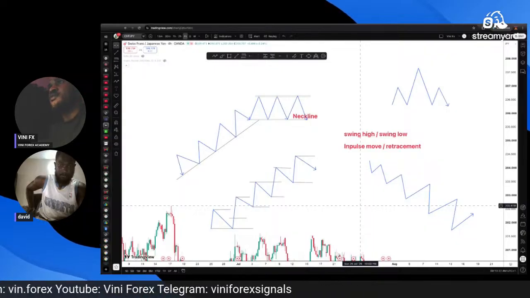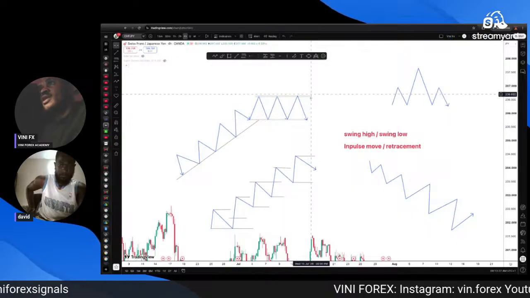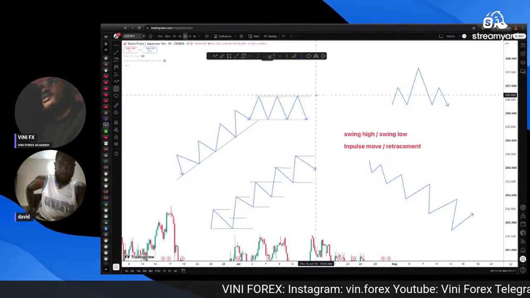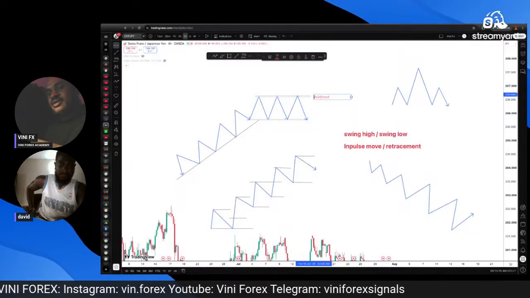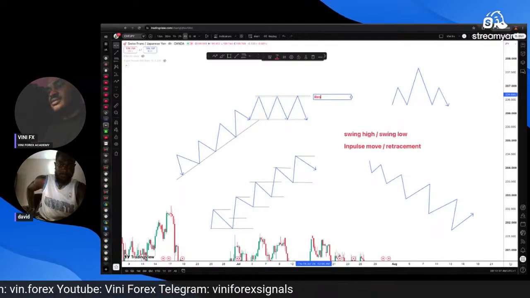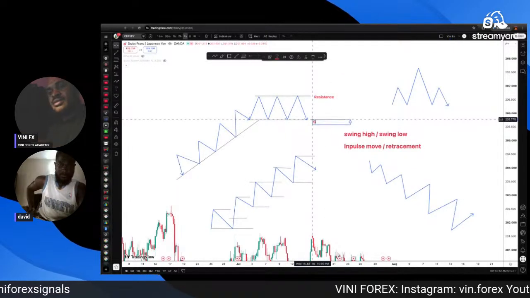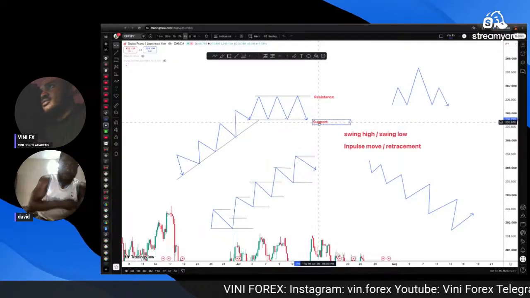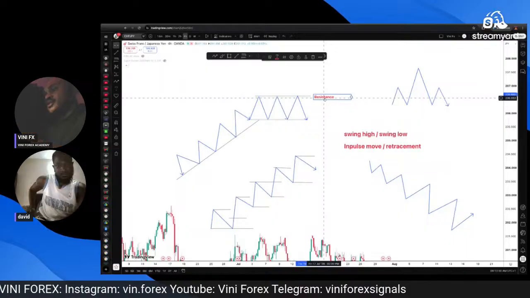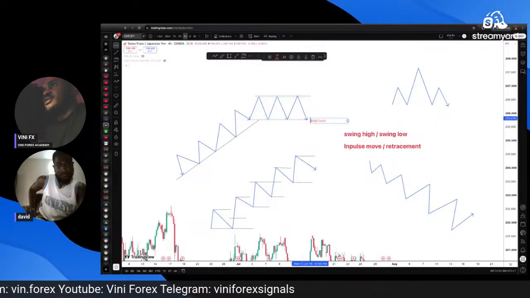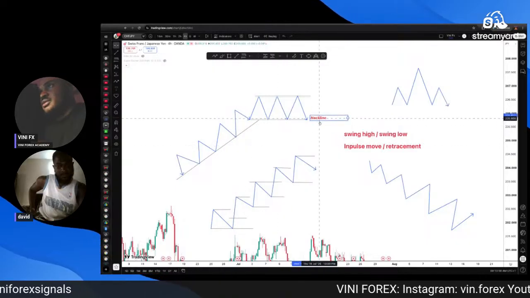At this point you have identified the resistance and the support. So at this point, which I named the neckline, you can also call it the support. Why here can become the resistance? Here is called the resistance, and here is called the support. This is public knowledge. So remember, I call this point the neckline.